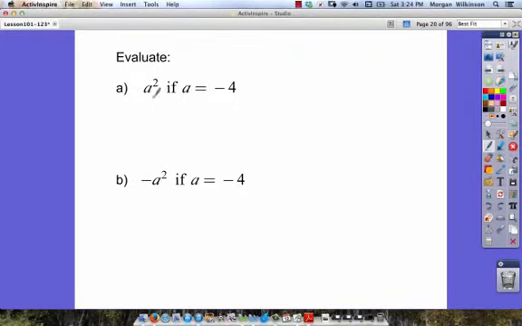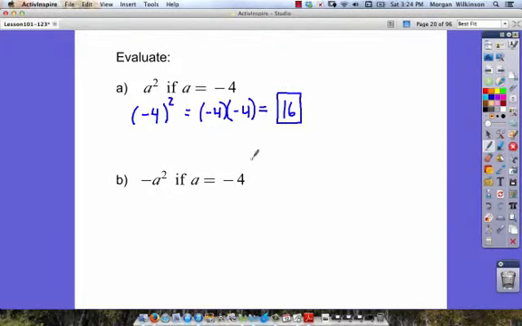We want to evaluate a² if a is equal to negative 4. Now we know whenever we substitute a value in for a variable, we have to put it in parentheses. So a is negative 4, so we're going to get (-4)². So it's in parentheses, that means we're going to multiply negative 4 times negative 4. Negative times a negative gives us a positive, so we get an answer of positive 16.